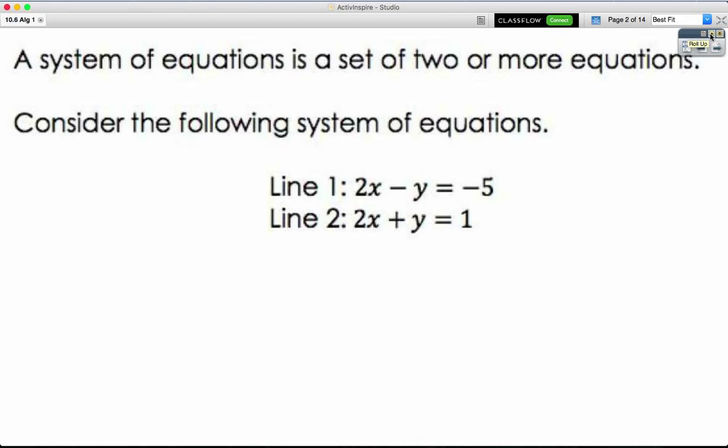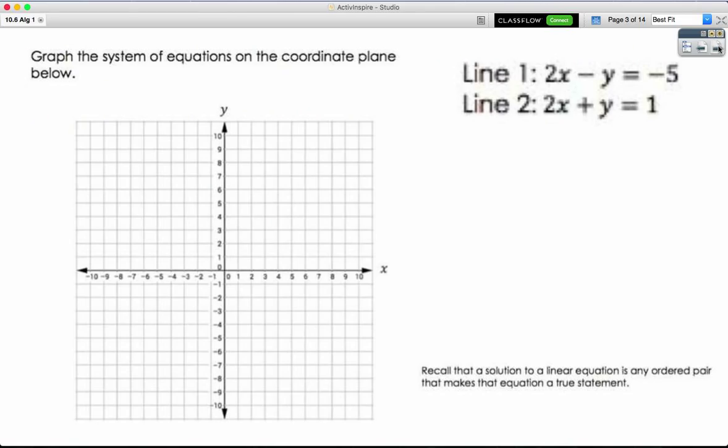So example number 1 says a system of equations is a set of two or more equations. Consider the following system of equations. We're given two separate equations and they are both in standard form. They're asking us to graph this system of equations on the coordinate plane. Previously this week, I mentioned that a system of equations is simply more than one equation graphed on the same coordinate plane. So today, what they're asking us to do is graph those two equations.